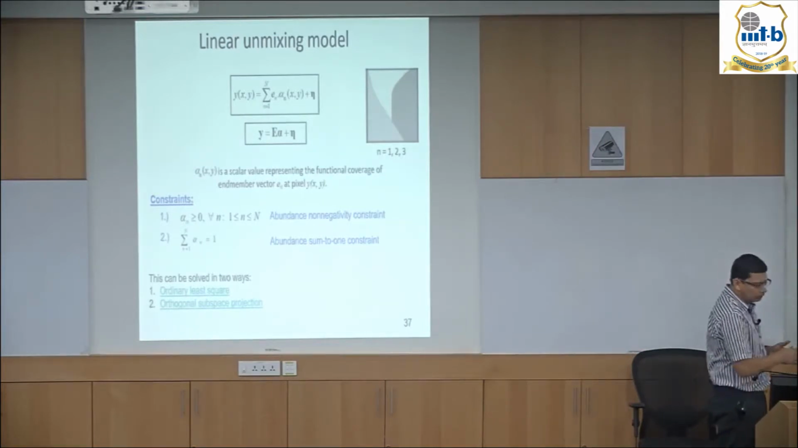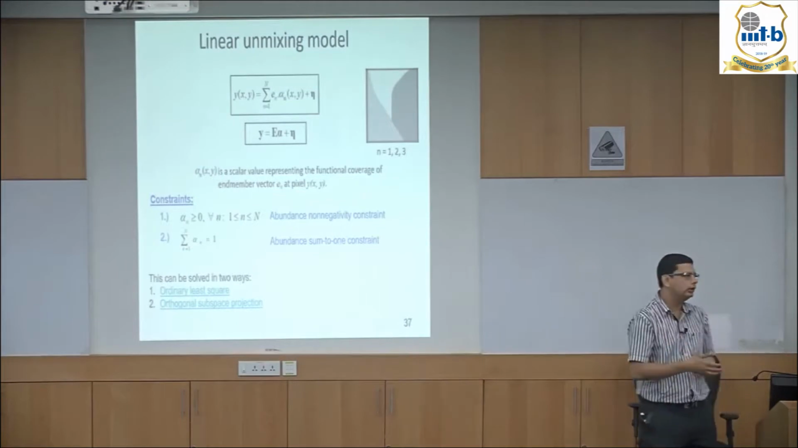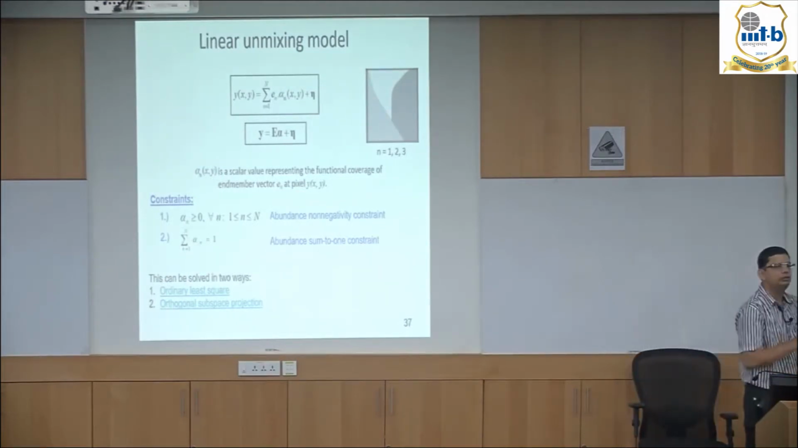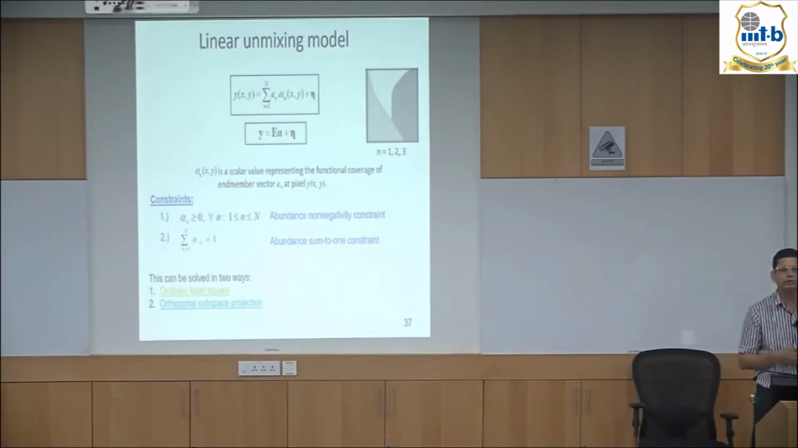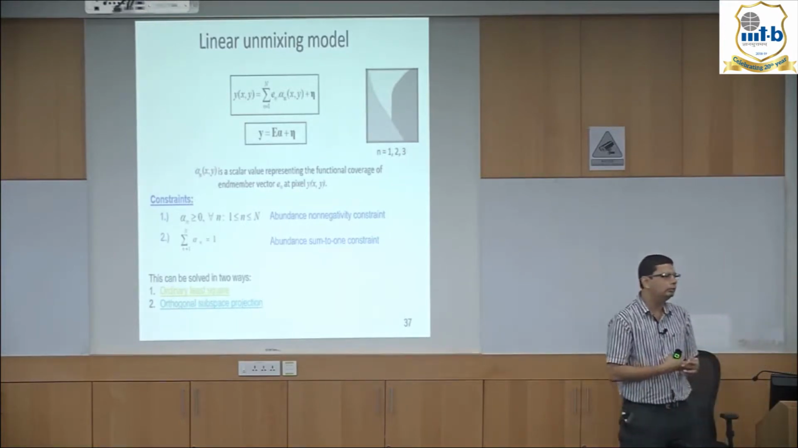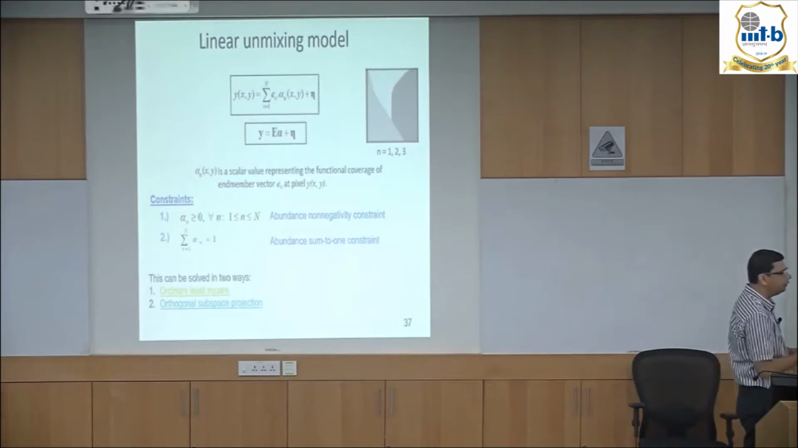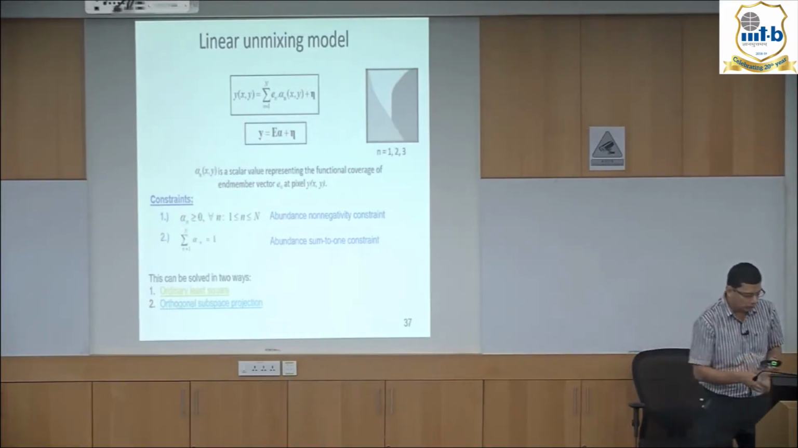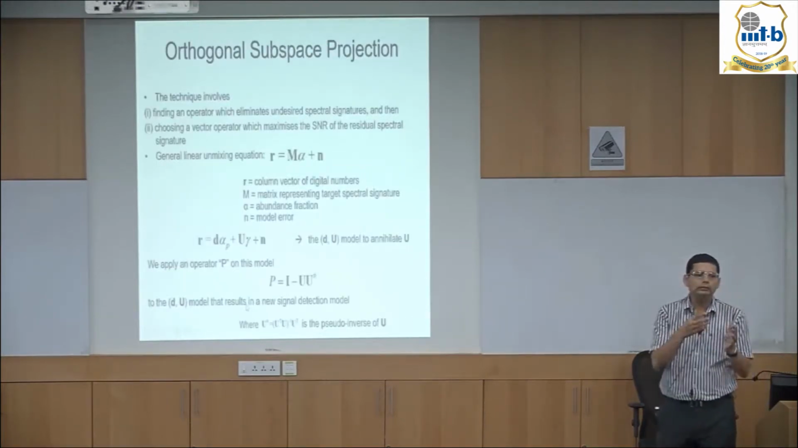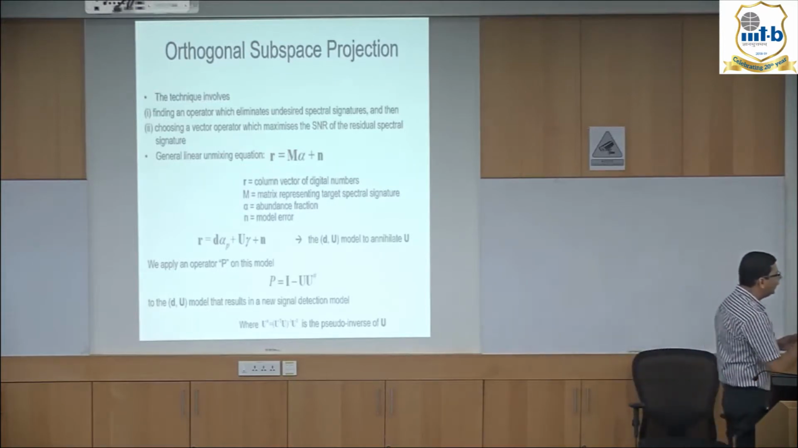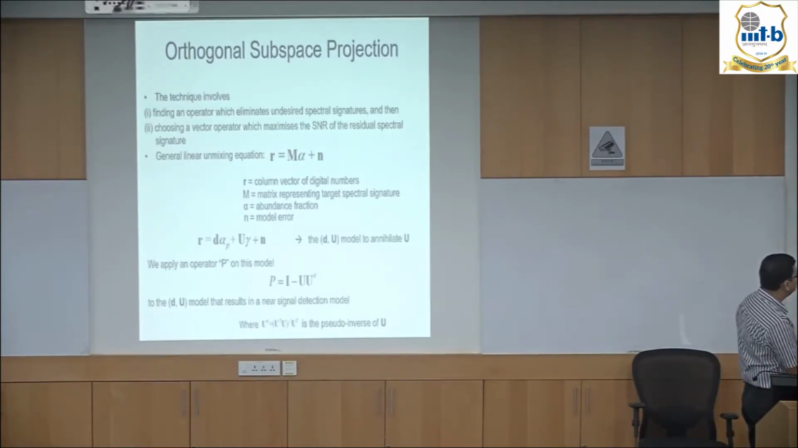So with this assumption, till 2008 I was under the assumption that this problem can be solved in two ways. One is ordinary least squares, which is very popular to solve this kind of equation. The other was orthogonal subspace projection, which was developed by Professor Chang from the University of Maryland. He is a professor in electrical and computer engineering, and he believed that an image can be represented by a signal. So to solve this problem, he divided the signal into two parts, desired and undesired, represented here as D and U, which is also called the DU model, and then came up with an operator P.